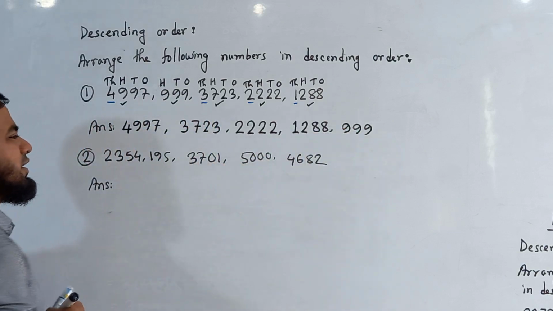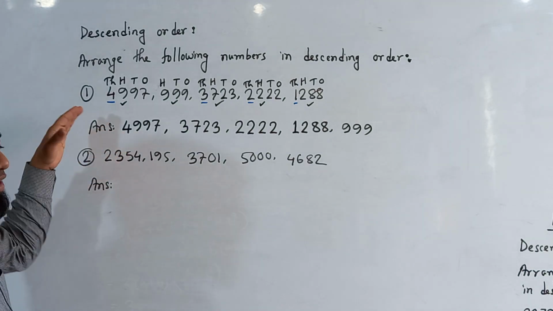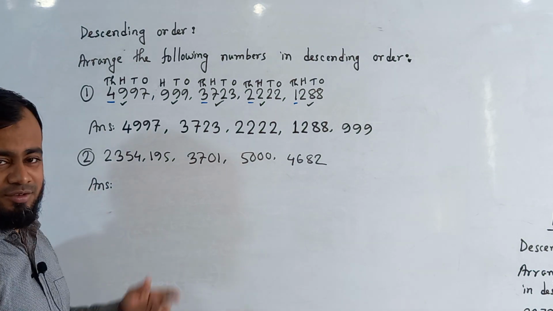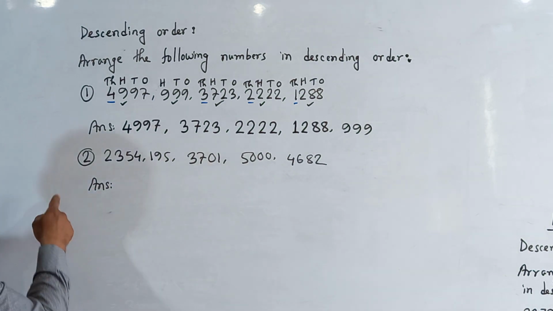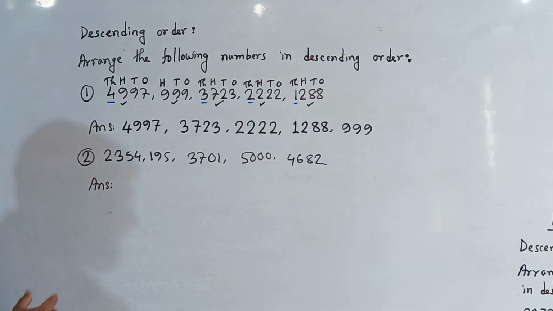Like this way we can solve all the ascending order or descending order. Descending order means from greater to smaller, and in the previous class we have learned also the ascending order. Ascending order means from smaller to greater. Now the second question, we need to arrange this one also in descending order. So we need to find out the greatest number at first.